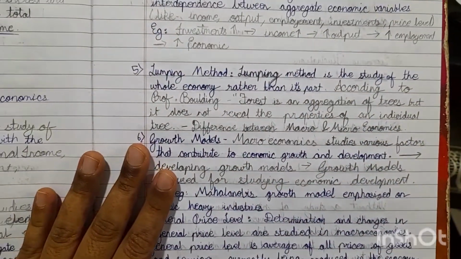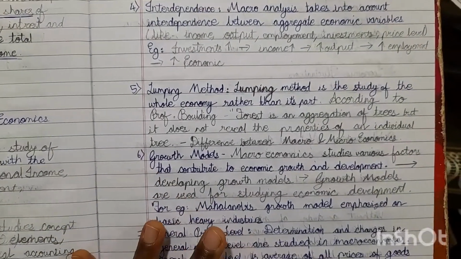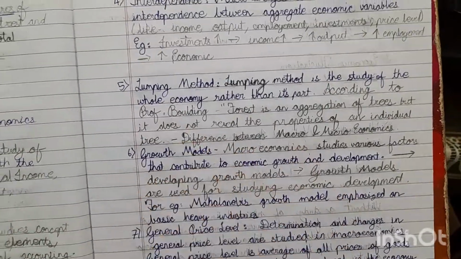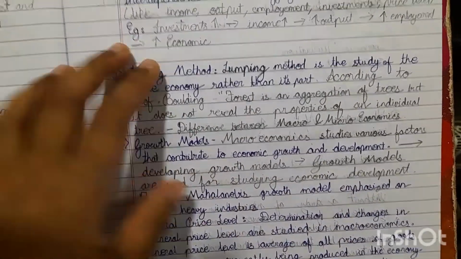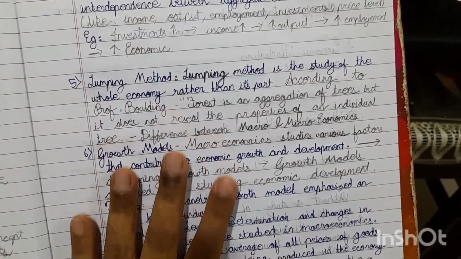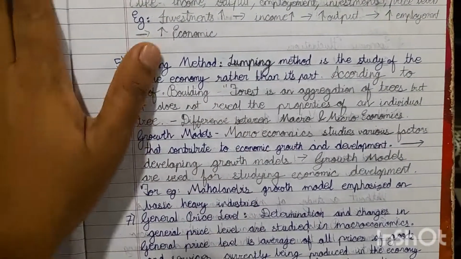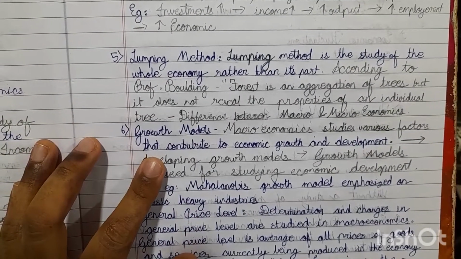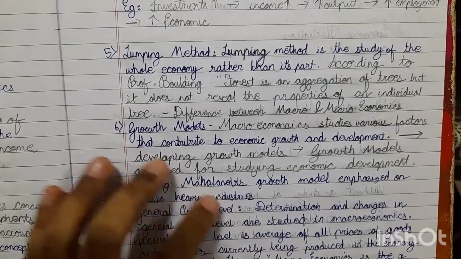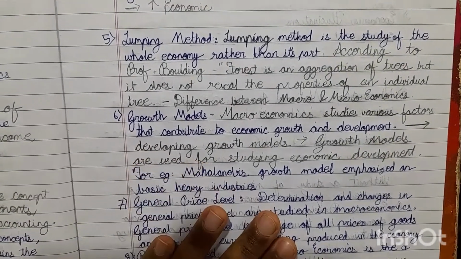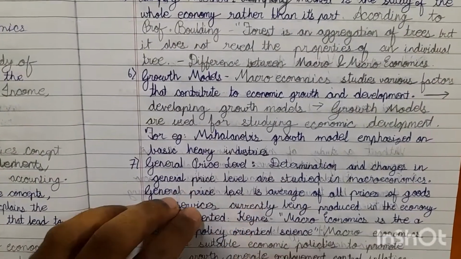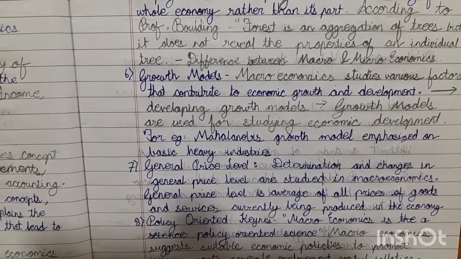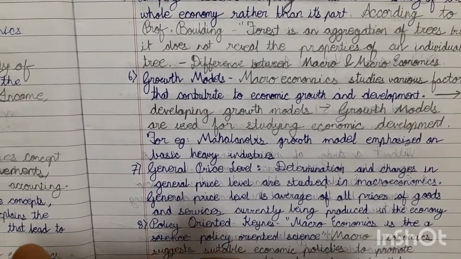Fourth point, interdependence. Macroeconomics studies how variables are interdependent. It does not slice away any units, which is basically the next point, lumping method. Unlike microeconomics, no slicing of any unit happens. It is studied as a whole. Sixth point, growth models. Macroeconomics studies various factors that contribute to economic growth and development. Seventh, general price level. So, determination and changes in the price level are studied in macroeconomics.